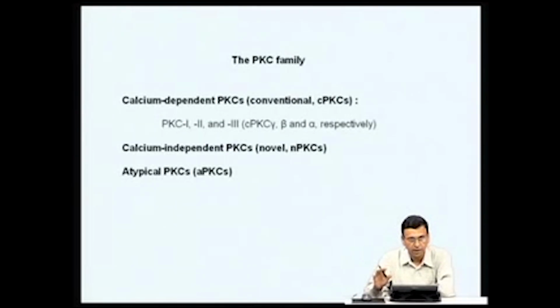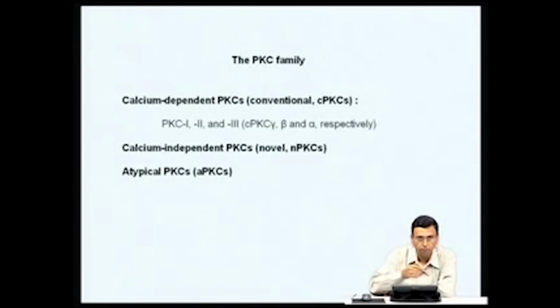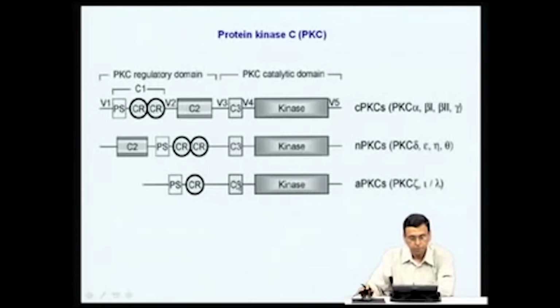The protein kinase C family, ever since its discovery way back in 1977, consists of a number of members, and they are broadly categorized into 3 groups. The calcium dependent PKCs, or the conventional PKCs designated as cPKCs, contain PKC1, PKC2 and PKC3, also known as cPKC gamma, beta and alpha. There are also calcium independent PKCs, which are the novel PKCs or nPKCs, and there are also what are known as atypical PKCs or aPKCs. And in the next slide I have shown the various domain structures of all these members of the PKC family.